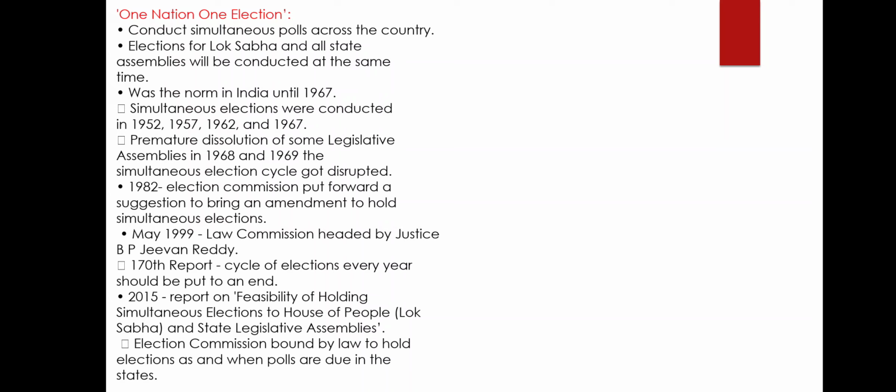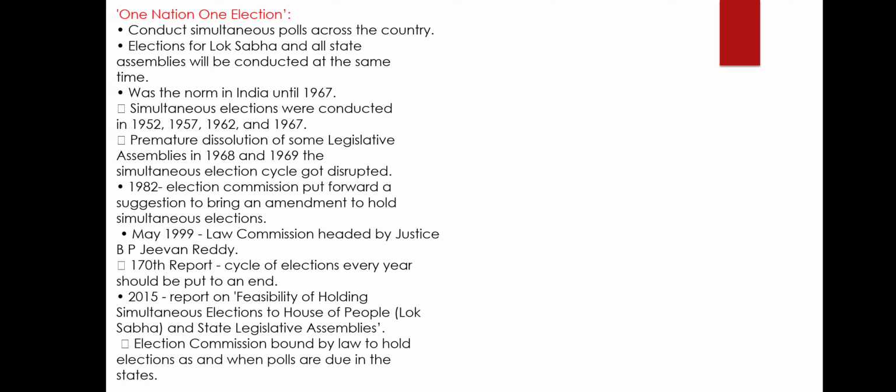This concept is not something new to Indian democracy, because One Nation, One Election was the norm in India till 1967. Simultaneous elections were conducted for the Lok Sabha and the state assemblies in 1952, 1957, 1962 and 1967. However, due to the premature dissolution of some legislative assemblies in 1968 and 1969, the simultaneous election cycle got disrupted. Further, in 1970, the Lok Sabha was dissolved prematurely and fresh elections were held in 1971. All these events led to the breakdown of the cycle of simultaneous elections in India.